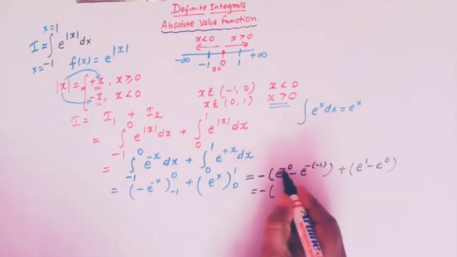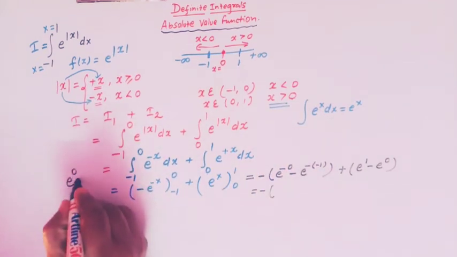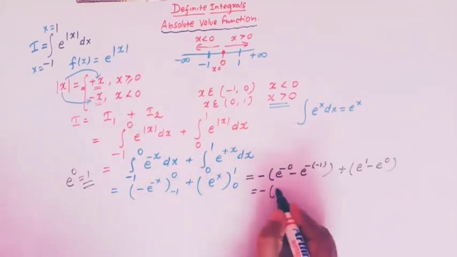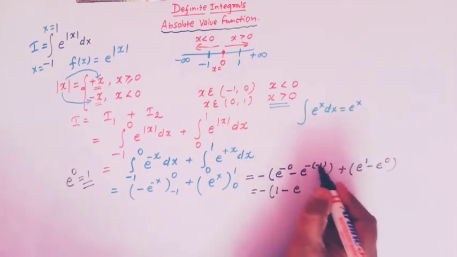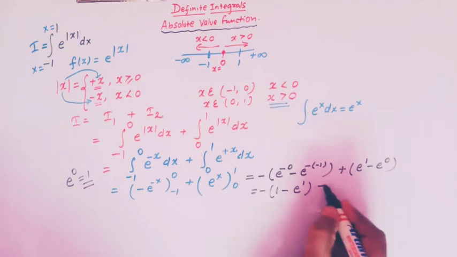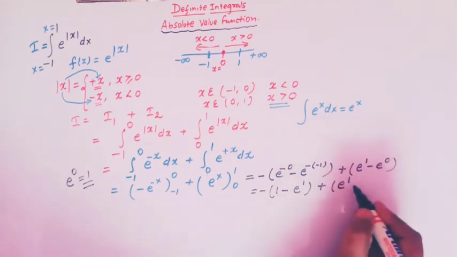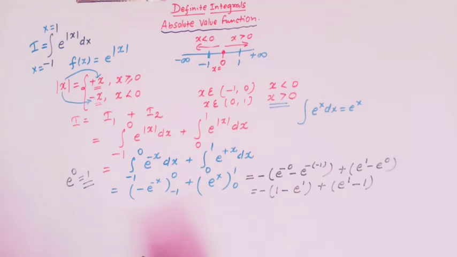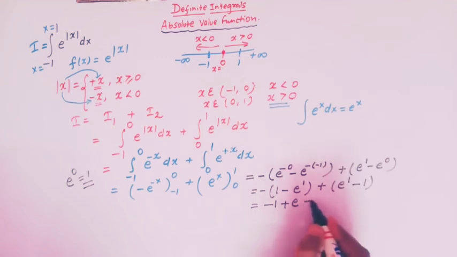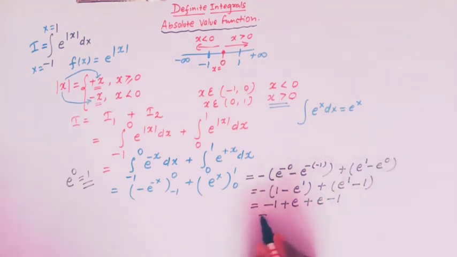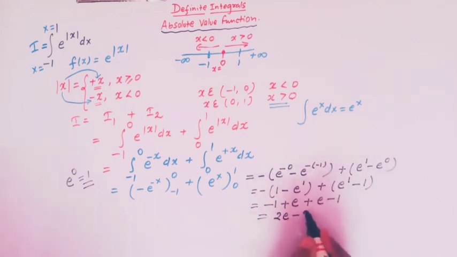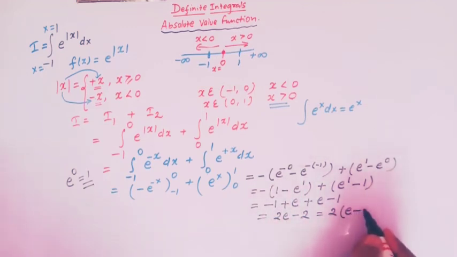And now here we have e raised to 0, and e raised to 0 is 1, so we have 1 minus e raised to minus 1, with minus minus giving plus, so we have e raised to 1 minus 1. Now this term can be written as minus 1 plus e, and here we have e minus 1, so we have e plus e is 2e, and minus 1 minus 1 is minus 2. So we can write it like this, taking 2 common, so we have 2 times e minus 1.